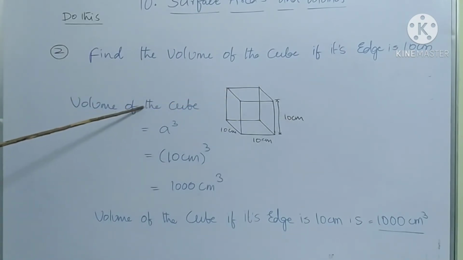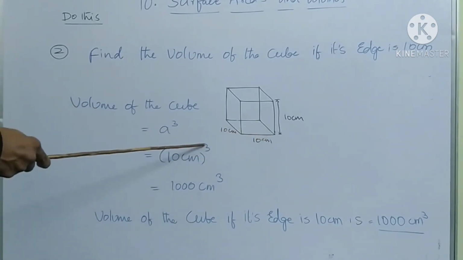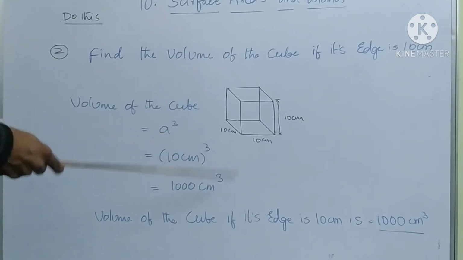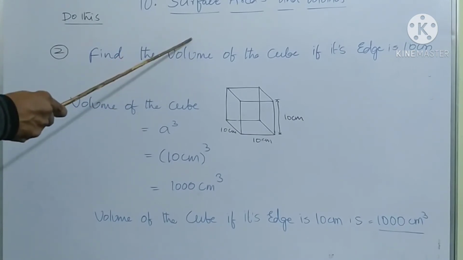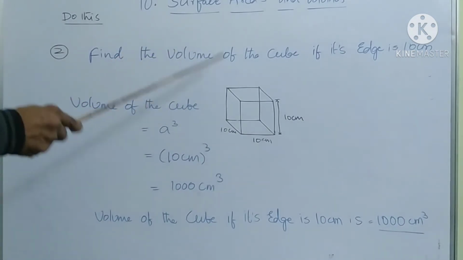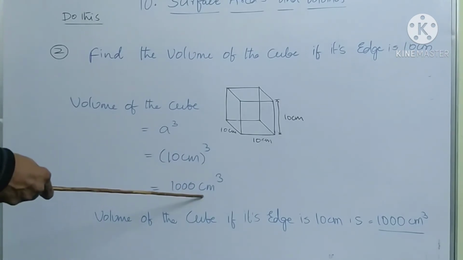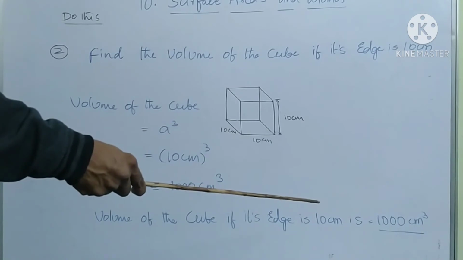So the volume of the cube formula is A cube. That equals 10 centimeters cube. Here 10 cube means 1000. Centimeter cube is centimeter cube. So for the volume of any solid, the units are centimeter cube. So the result is 1000 centimeter cube. Finally, the volume of the cube is 1000 centimeter cube.